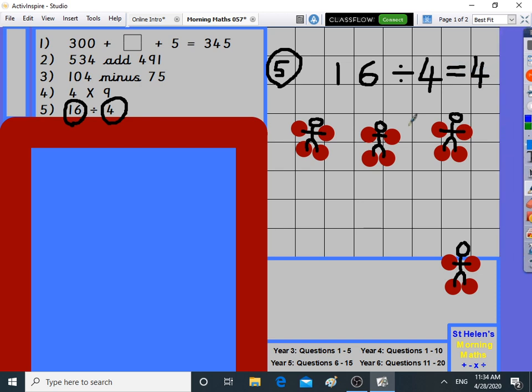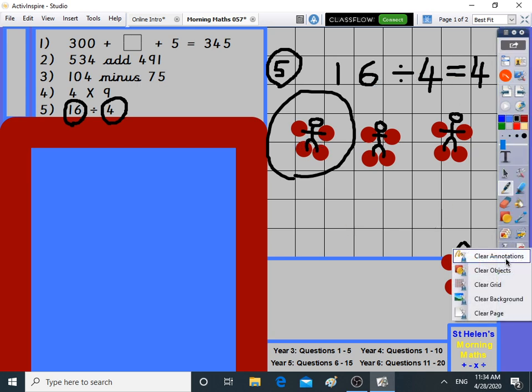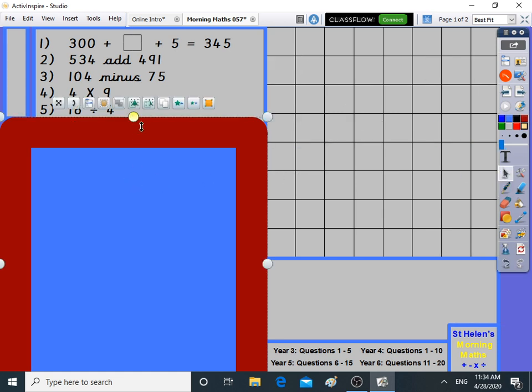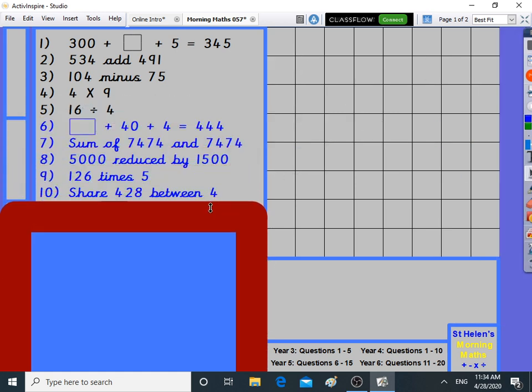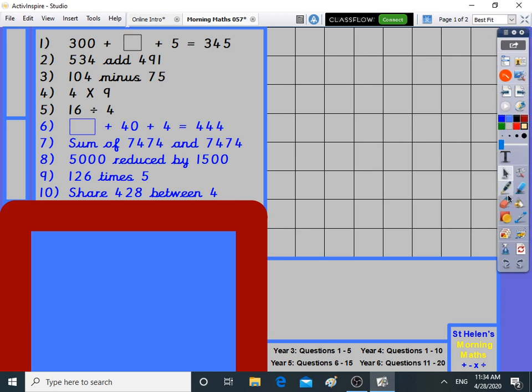We shared 16 between 4. You can see each person got 4. 1, 2, 3, 4. So 16 divided by 4 is 4. Okay. Year 3, you might continue if you wish. And here's the year 4 level work. So we'll have year 4s on this and year 5 starting on this.